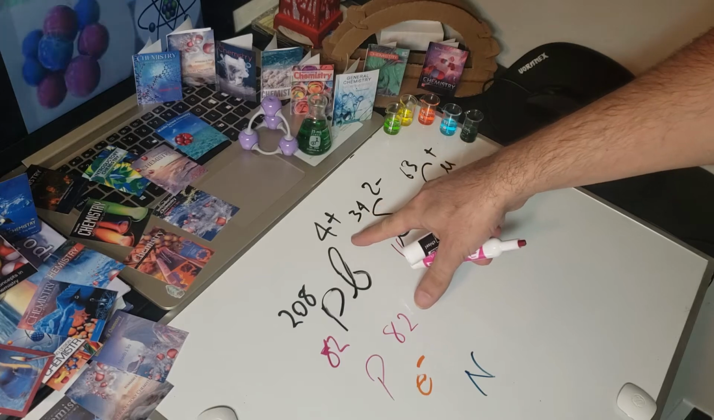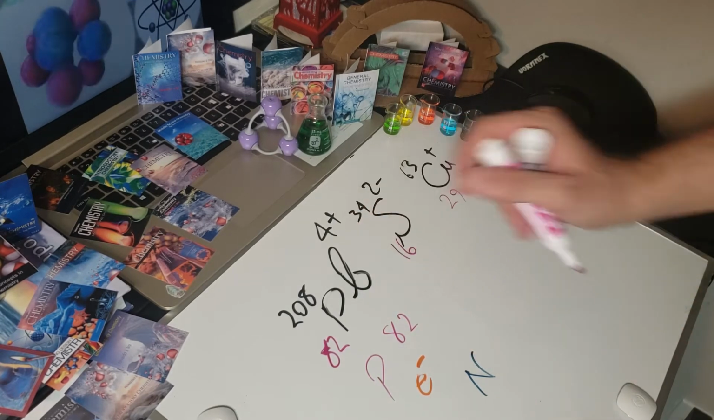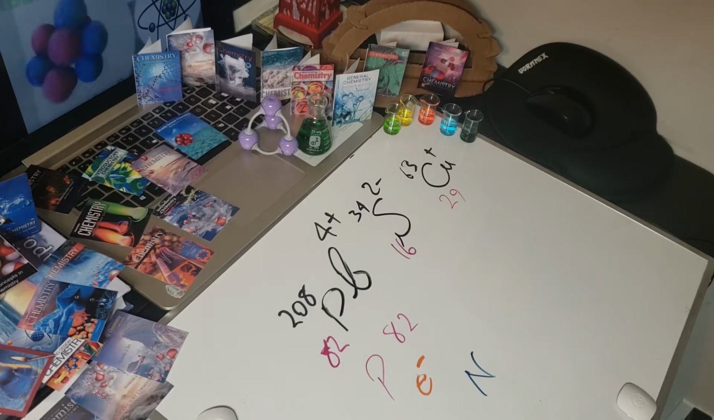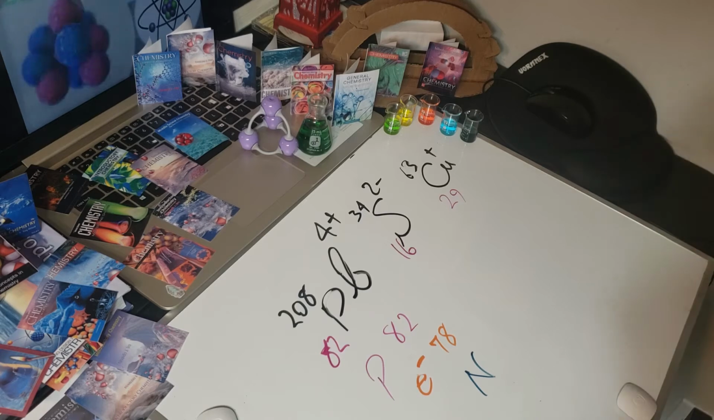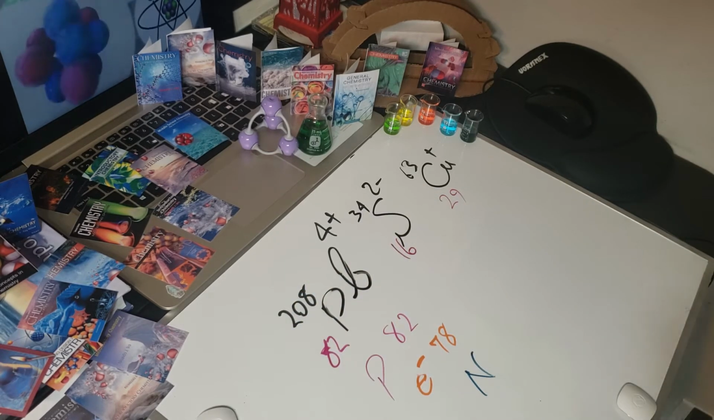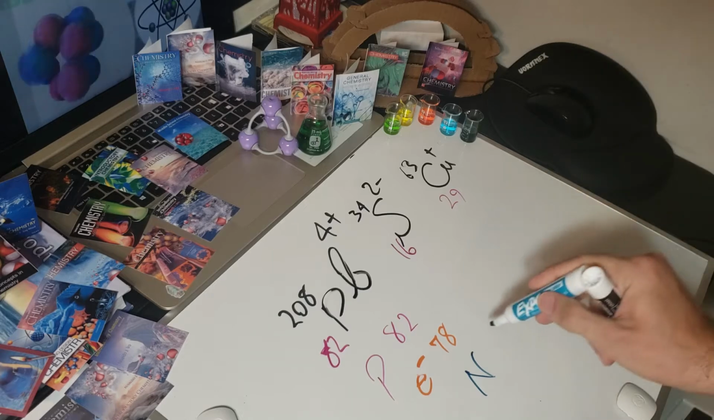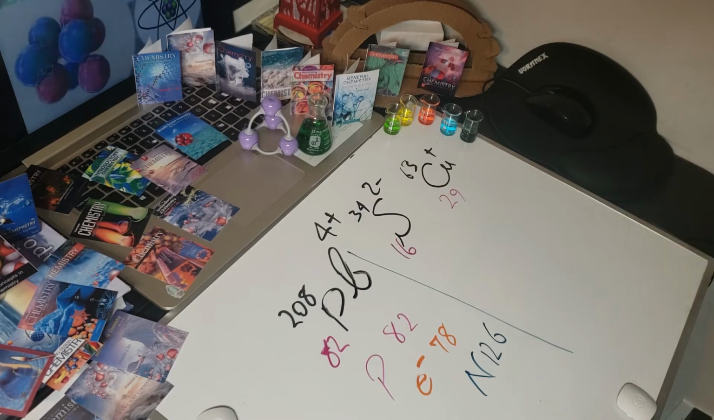Because it's plus 4, it has 4 fewer electrons to make it a positive 4 charge. So that's going to be only 78 electrons, and the number of neutrons is just this minus that, and that gives you 126 neutrons for this one.